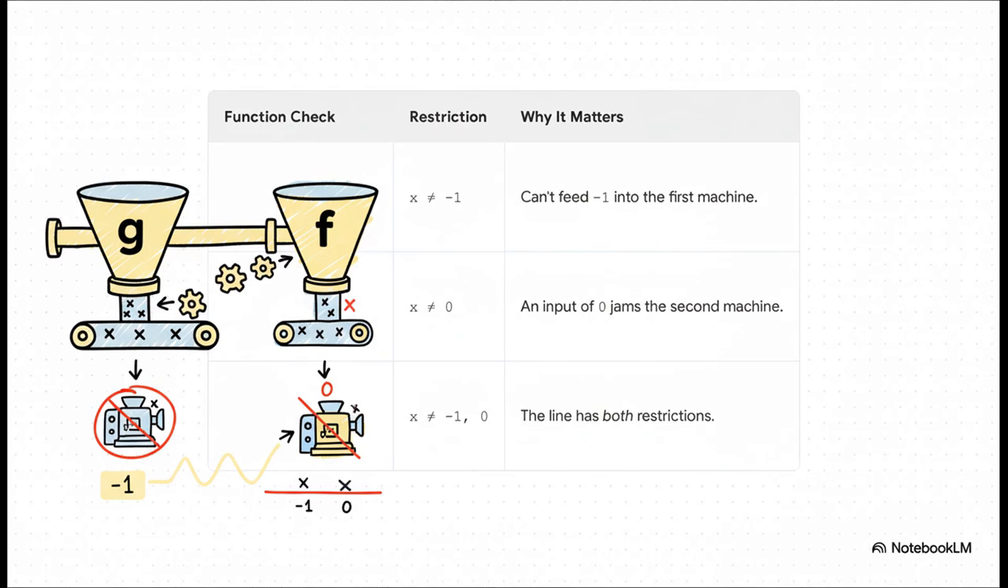Let's look at a really good example of this. With our function g, it's pretty obvious that x can't be negative 1, right? Because then you'd be dividing by 0, and the machine breaks. But there's a more subtle problem. What happens if we try to put x equals 0 into the line? The first machine, g of 0, is fine. It spits out the number 1. But when that 1 goes into the second machine, f, we get 1 over 1 minus 1, which is division by 0 again. The second machine gets jammed. So for the entire assembly line to work, we have to respect both restrictions. x cannot be negative 1, and x cannot be 0.